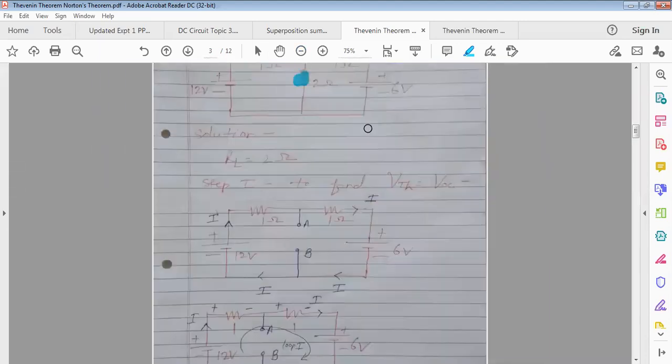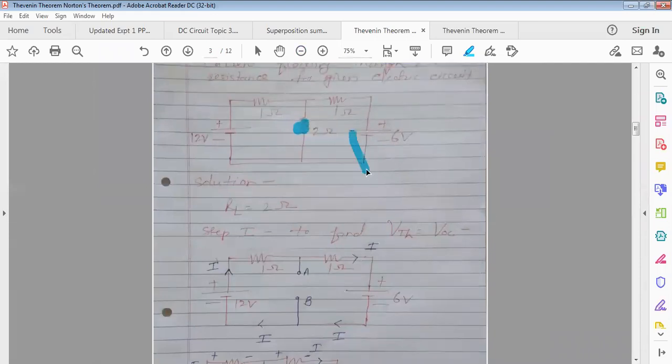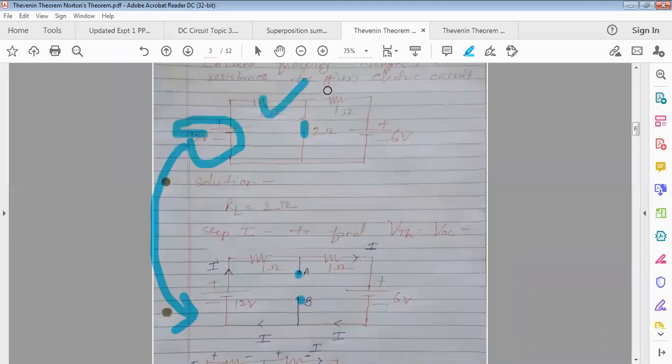So see here, you can compare both the circuits. The circuit is as it is. Only this 2 ohm I have removed, and across those 2 open terminals I have marked A and B. Otherwise 12 volt, 1 ohm, this 1 ohm, and this 6 volt are as they are. This one step everyone can do. Everyone can do this one, no issue.